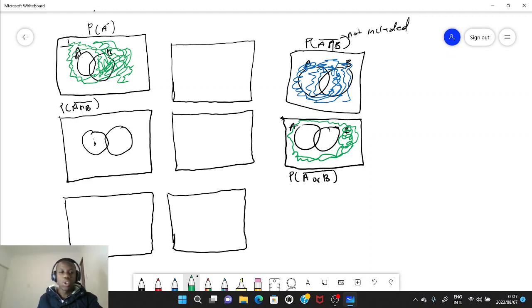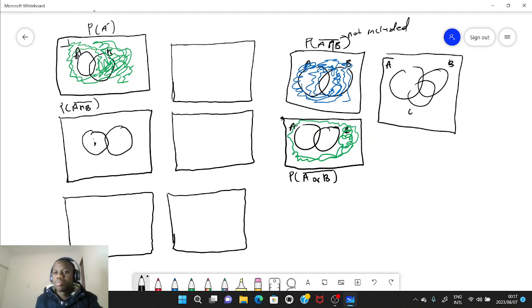Now what happens if we have three events? The same thing applies when we have three events, and we know that three events represent three circles. So here's our Venn diagram with three events, and the same thing happens whenever we say the probability of A or B or C. We know that we will consider the whole circles: the whole of A, the whole of B, as well as the whole of C.